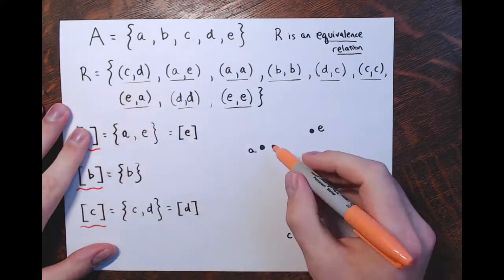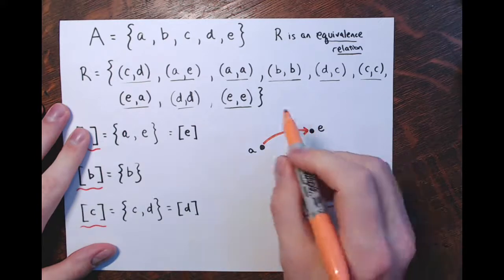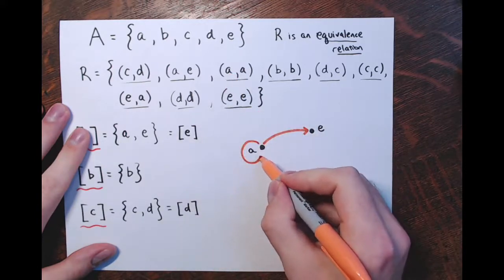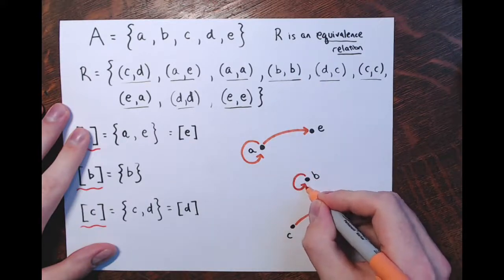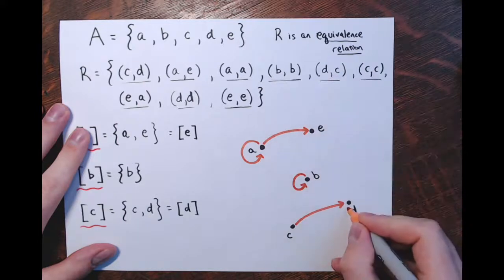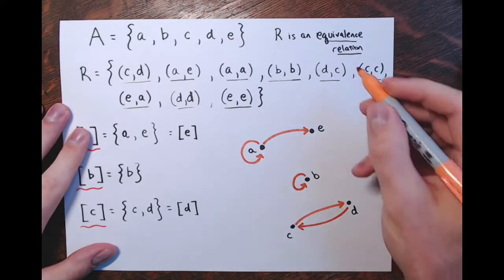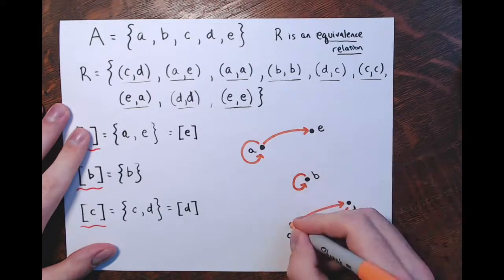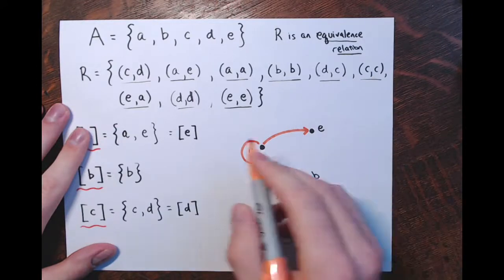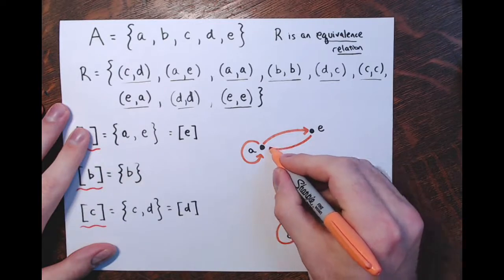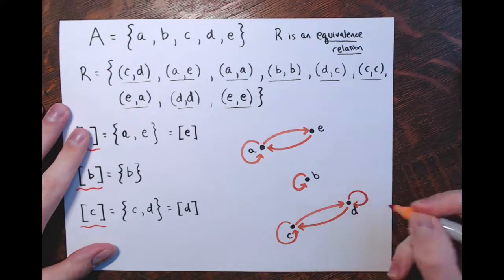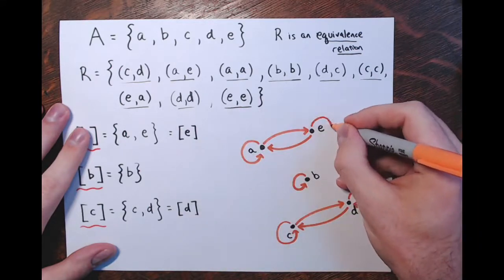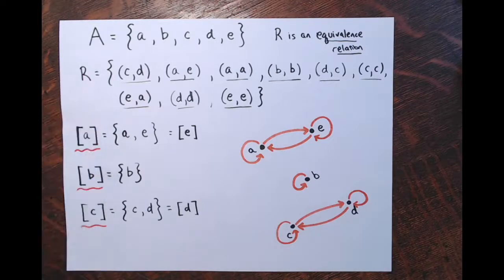A is related to E. A is related to A. B is related to itself. D is related to C. C is related to itself. E to A. D to D. And finally E to E. So there's a directed graph of this relation.